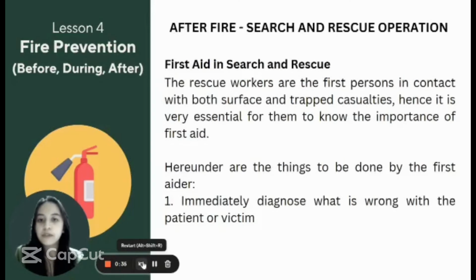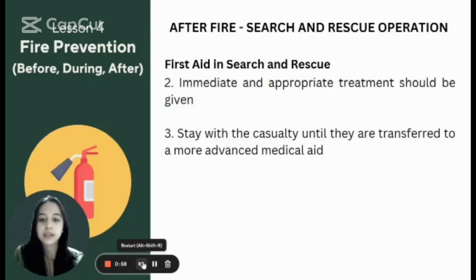Next is first aid in search and rescue. So the rescue workers are the first persons in contact with both surface and trapped casualties, and it is very essential for them to know the importance of first aid. So there are 3 things to be done by the first aider. First is immediately diagnose what is wrong with the patient or victim.